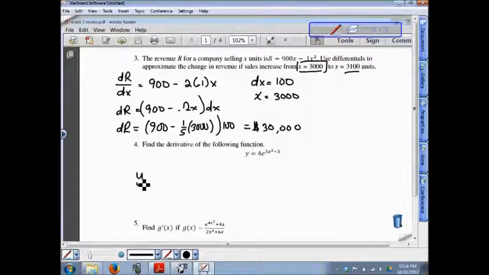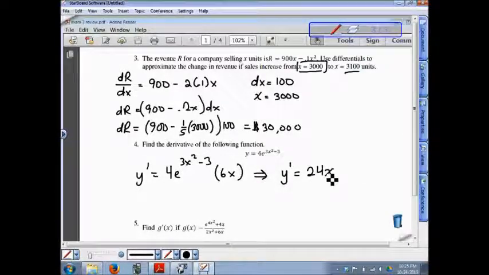Okay, question 4. We need to find the derivative of y, so y prime is equal to 4e to the 3x squared minus 3, times the derivative of the exponent, 6x. Multiplying, we're going to have y prime is 24x e to the 3x squared minus 3.